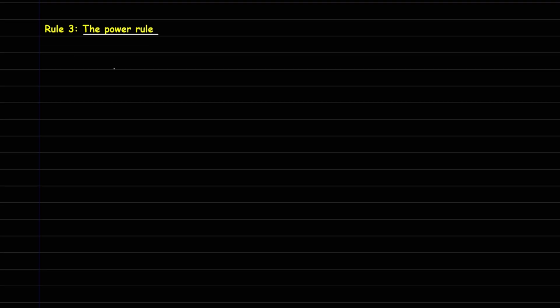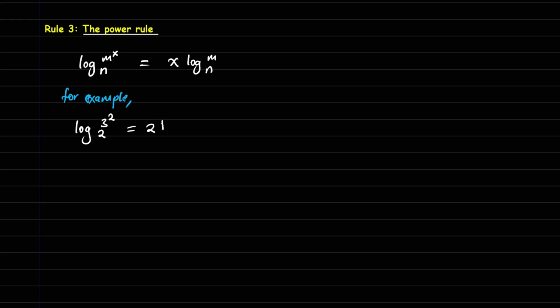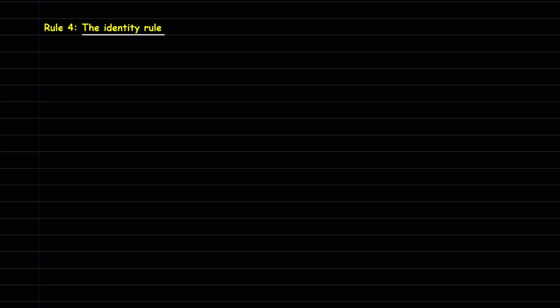Rule number 3, the power rule. Suppose you're given log of m raised to a power of x to base n. The power should become the coefficient of this logarithm, and this becomes x log of m base n. For example, log of 3 raised to a power of 2 to base 2. The power, which is 2, should become the coefficient of this logarithm, and this becomes 2 log of 3 base 2.